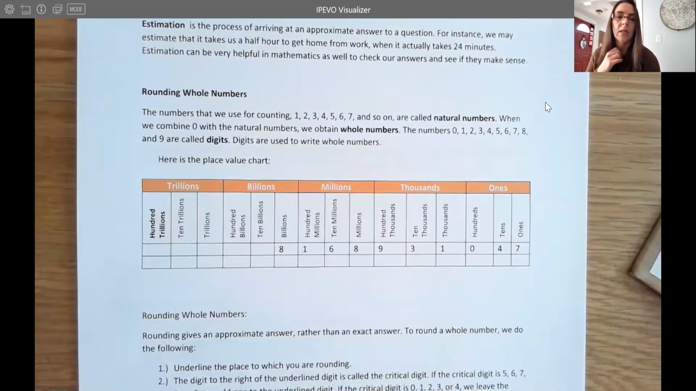The numbers we use for counting, 1, 2, 3, 4, 5, 6, 7, and so on, are called our natural numbers. Think about nature. We learn them when we're little. And when we add the value 0 to the natural numbers, we obtain what are called the whole numbers. So your whole numbers are 0, 1, 2, 3, 4, 5, 6, 7, and so on. We're not talking about integers right now, so we're not doing negative numbers. We're just talking about our positives and 0. And the numbers 0, 1, 2, 3, 4, 5, 6, 7, 8, and 9 are called digits. Digits are used to write all of our numbers, so we combine these in different ways to express our numbers.